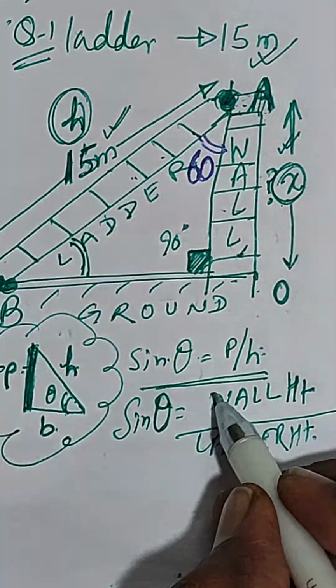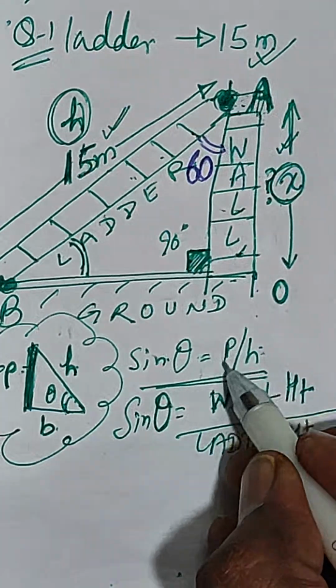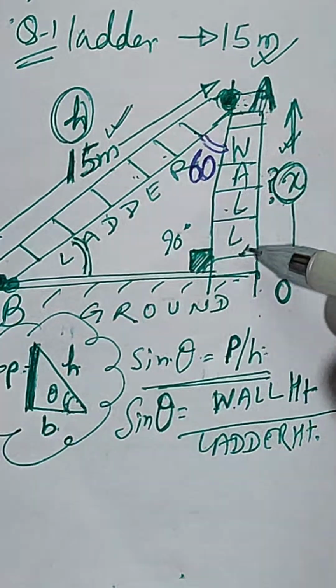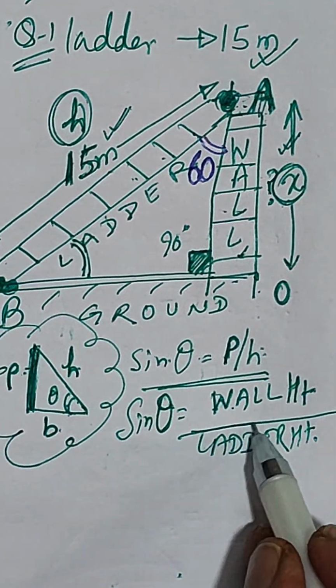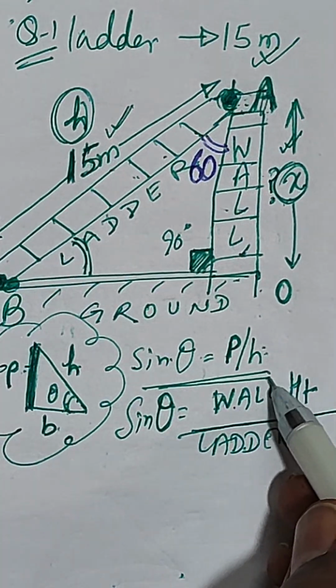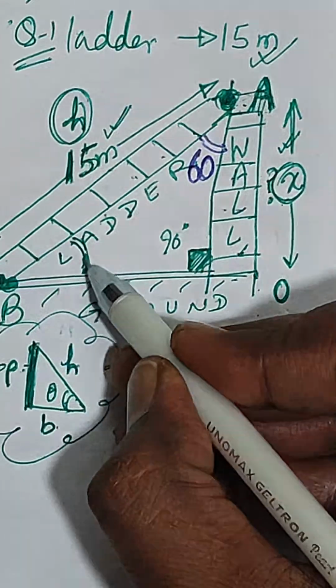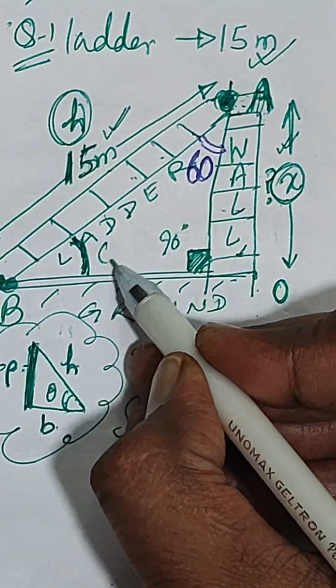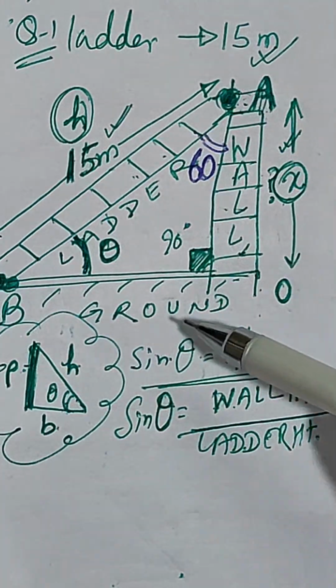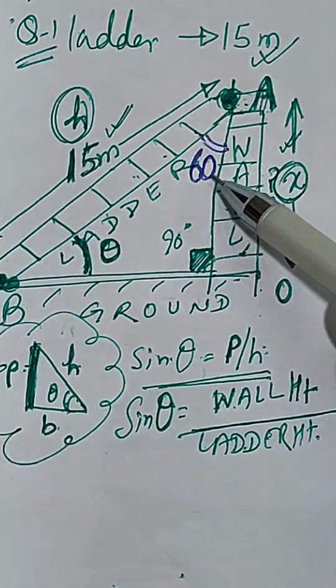So you can see the wall height is the perpendicular. In place of the perpendicular, we have taken the wall height, and that is divided by the ladder height, right? This is sine theta. But theta should be this angle, this should be theta. Okay, so don't get confused and don't use this 60 degrees over here.